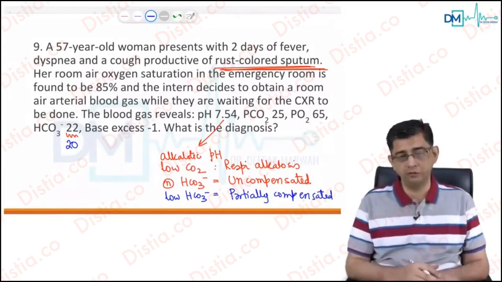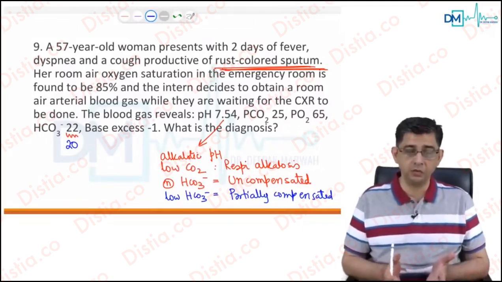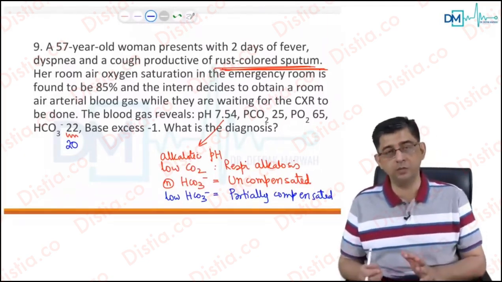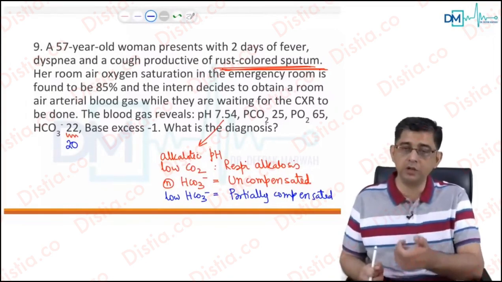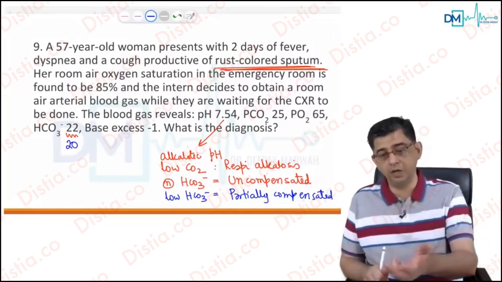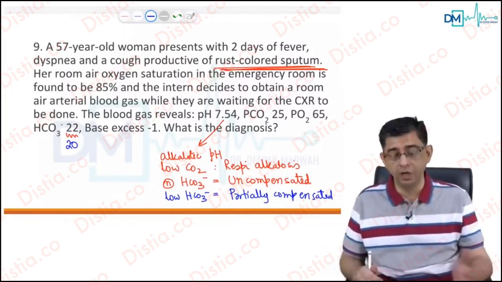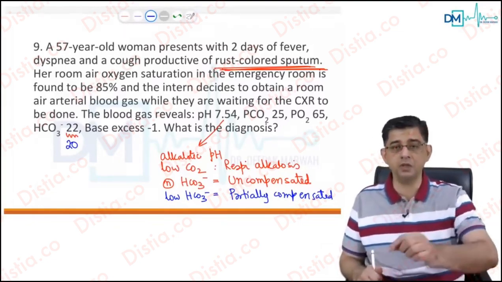Usually they don't give you questions on fully compensated, because what will he ask? After all, the pH is normalized. So either he will give you uncompensated or partially compensated. And how to work it out? Look at the value of bicarbonate. If it is normal, uncompensated. If it is elevated in respiratory acidosis or decreased in respiratory alkalosis, it is partially compensated. So he is himself telling you the answer in the first go.